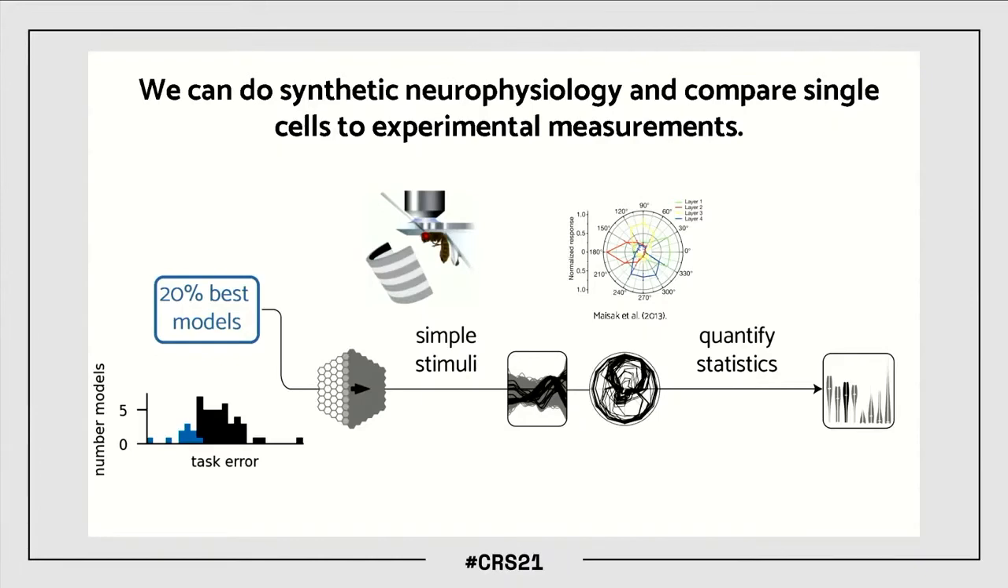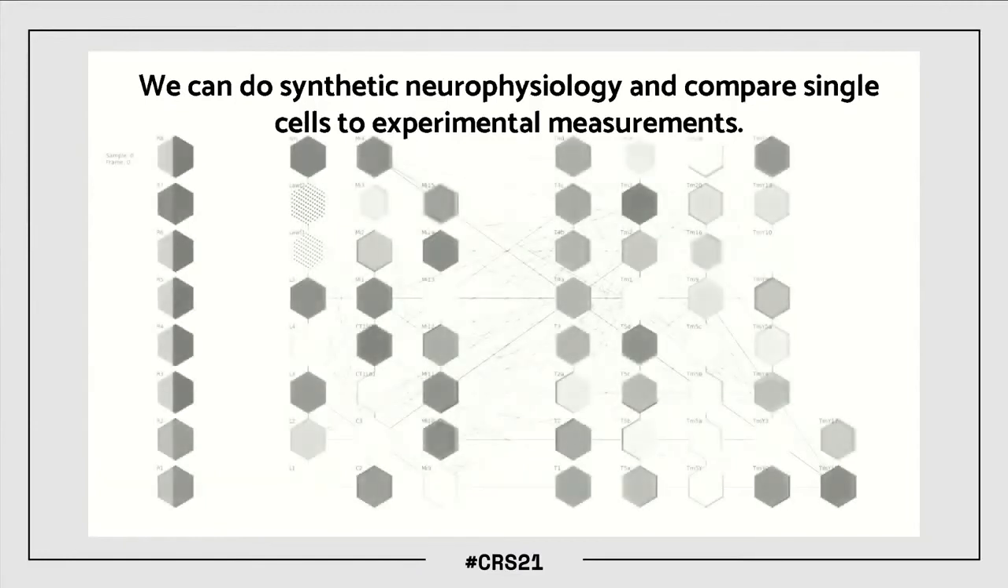And now, to say something about how realistic the tuning predictions are that these models produce, we can do synthetic neurophysiology and compare those single cell types in our model to the ones that are measurable experimentally. And here you can see one example where one measures these characteristic direction selectivity tuning curves of motion detector neurons. And we take from the 50 models that we trained earlier, that we have seen in the task error distribution, 20% of the best models, for which we know, okay, they learn to detect motion reasonably well, and then do such synthetic neurophysiology.